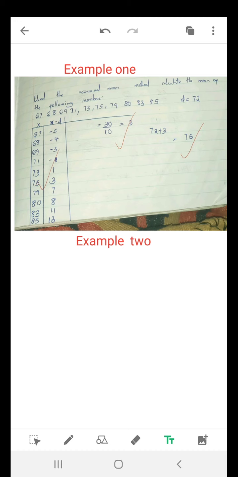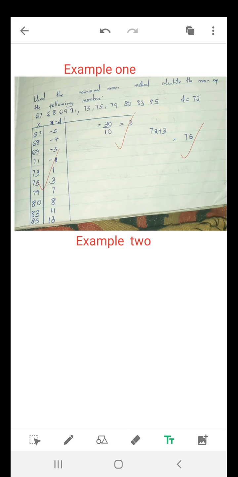Then you are told to get the mean using the assumed mean. You have not been given the assumed mean, so you are supposed to just guess the mean from these values. So looking at the values, the least value is 67 and the highest is 85. So for me, I chose my assumed mean to be 72. So 72 is my assumed mean.